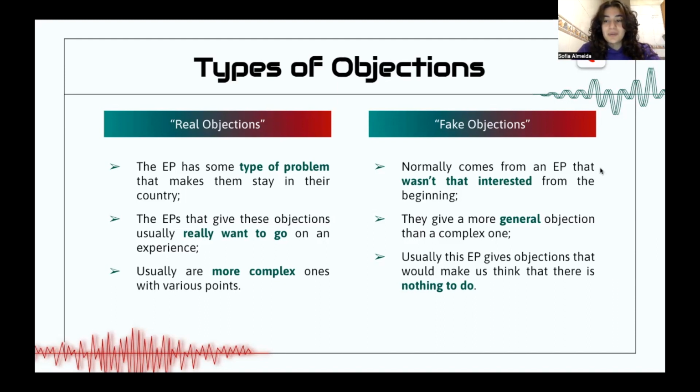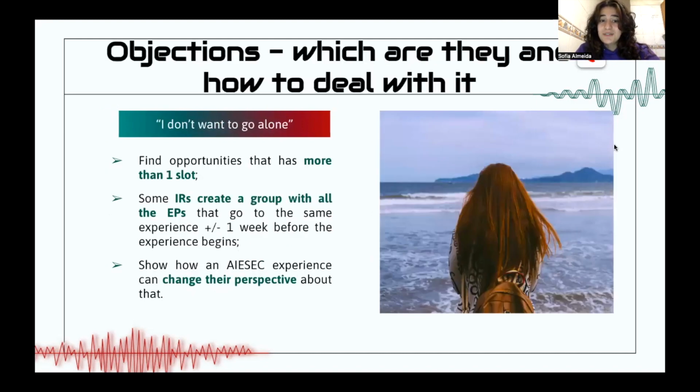Well, let's talk now about some objections that exist. The first one is "I don't want to go alone." So this EP usually is introverted, usually is someone that has a little bit of fear of the unknown. So you can choose the path that you can take. Two of them. The first one is to find opportunities with more than one slot. So you are sure that there will be more than one EP at this opportunity.